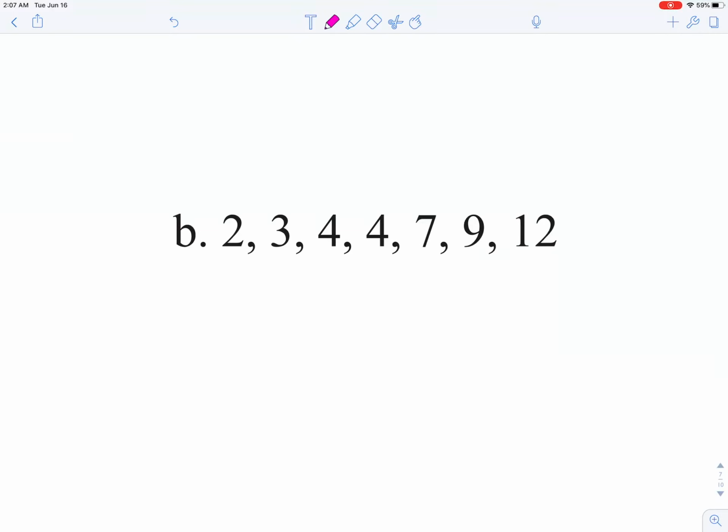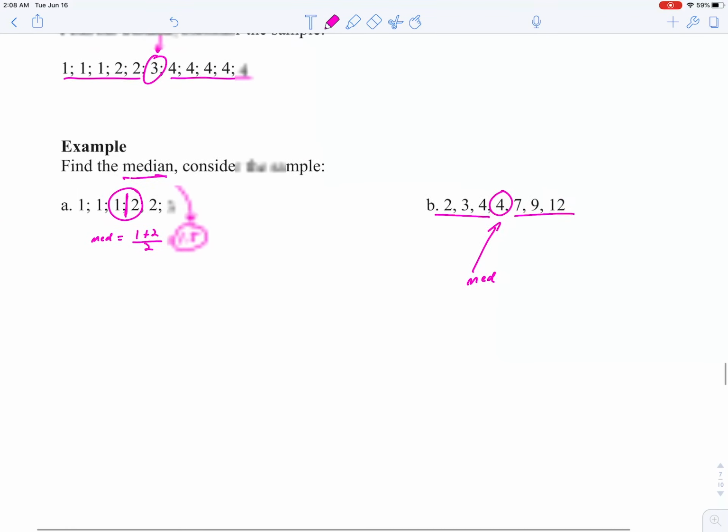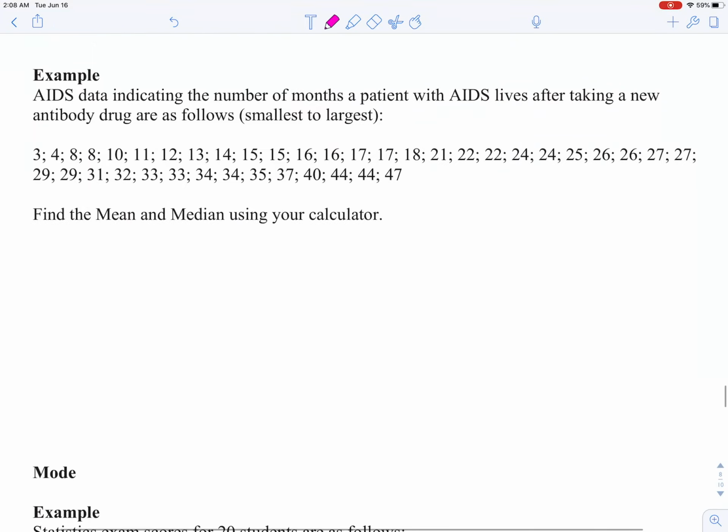All right, next example B here. Similar to the first one we did for median, this one has 7 data points. That's an odd number. So we just find the one right in the middle. So notice there's 3 data points to the left, 3 data points to the right. There's your median. Nice and easy, right? Okay, moving on.